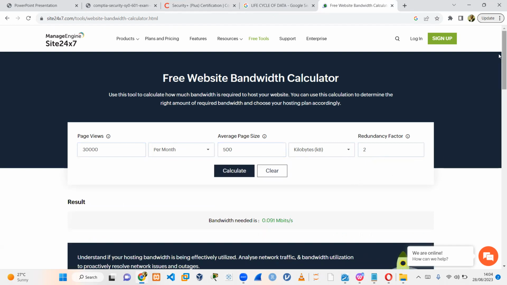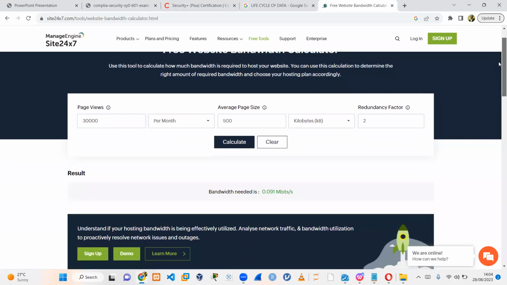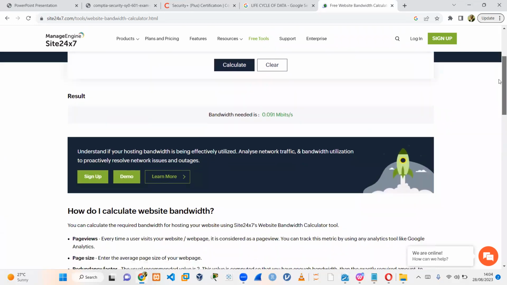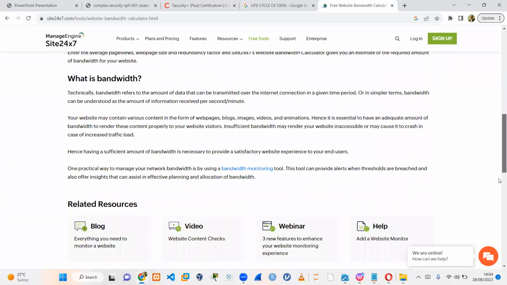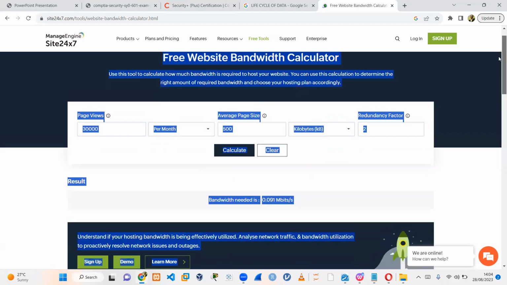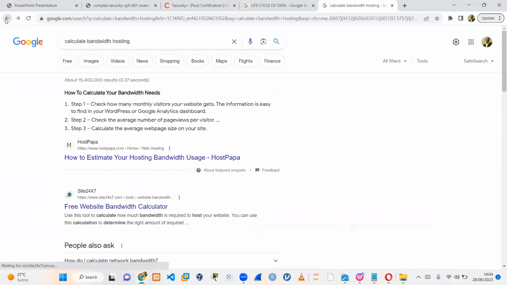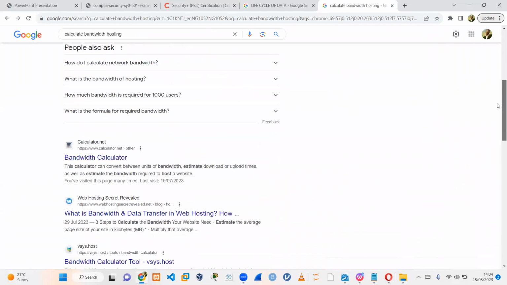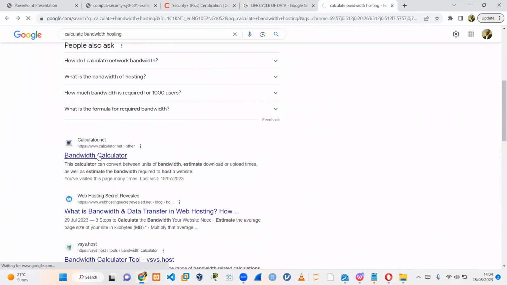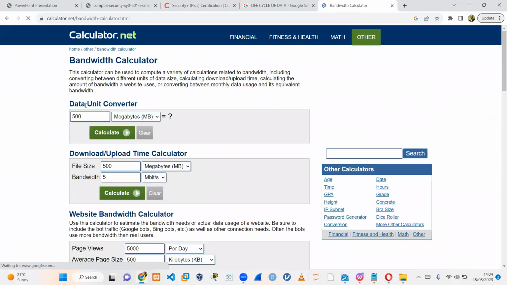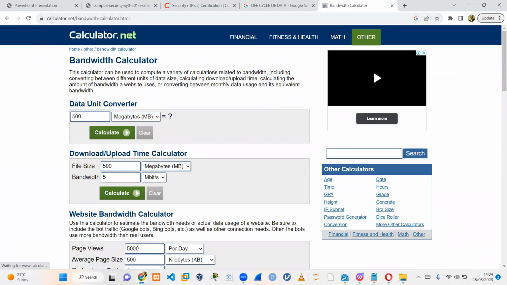Now, your bandwidth need is going to be 0.091 megabits per second. Okay, I don't love the way this calculator does it. Let me look for another calculator. I want to get it as an average per month. Okay, I think I love this one. I normally use this particular one.